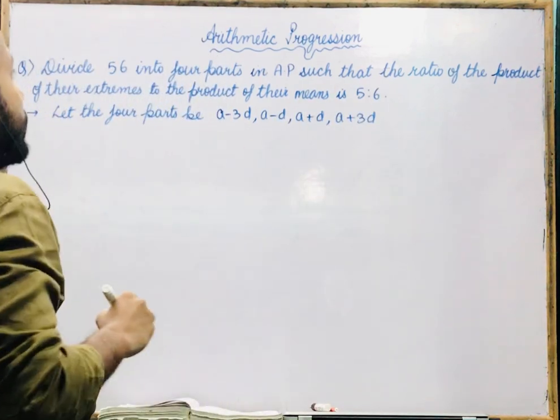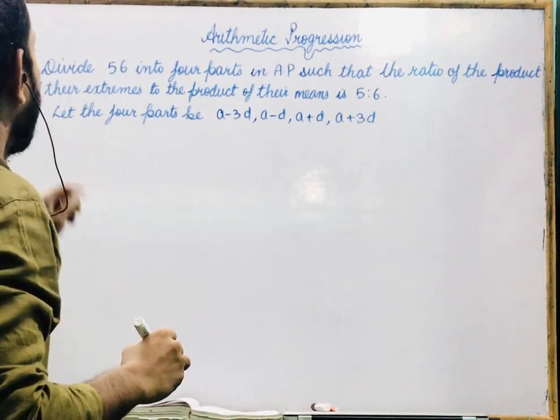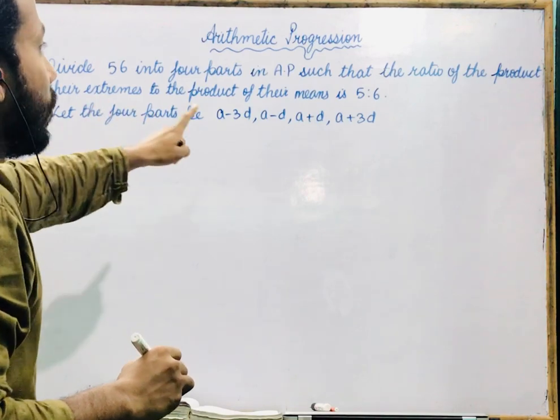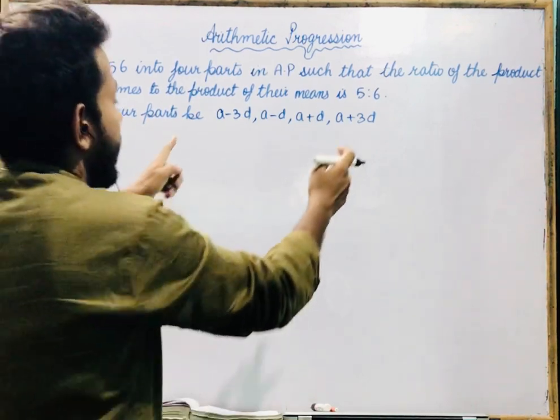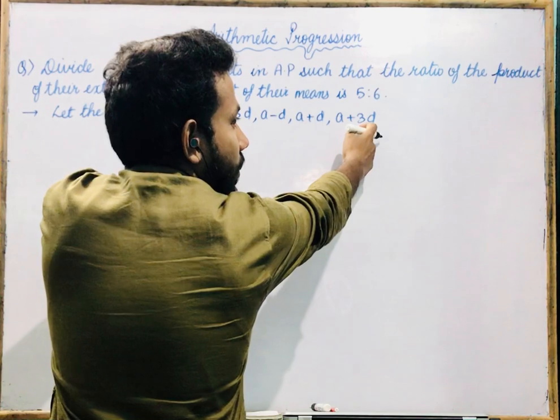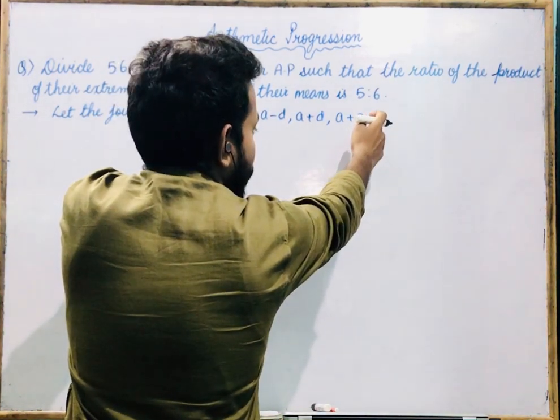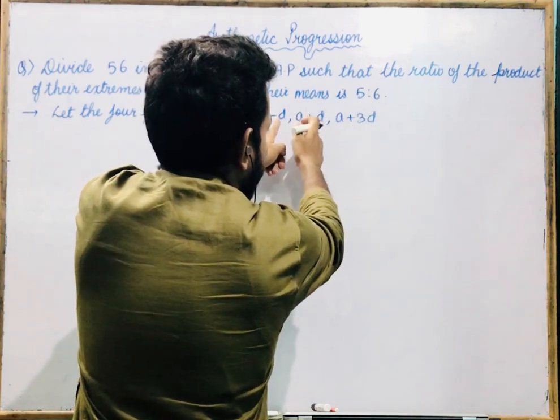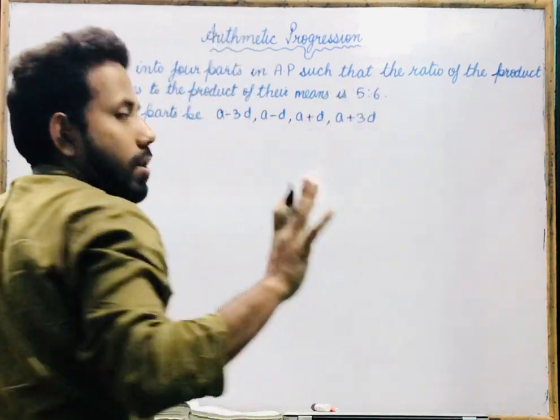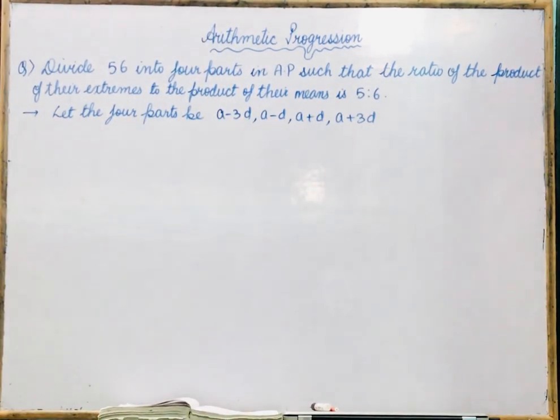Correct. Now, the ratio of the product of extremes. These are the extremes, both the ends. The ratio of the product of these to the product of these is 5:6. This is only given in the question.